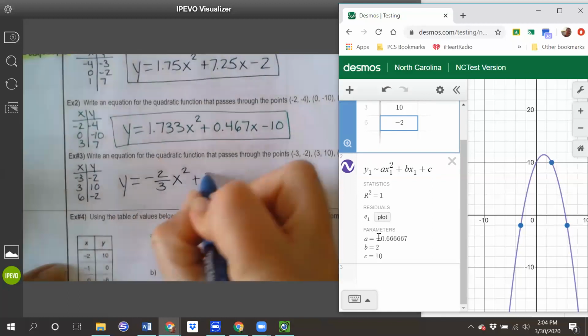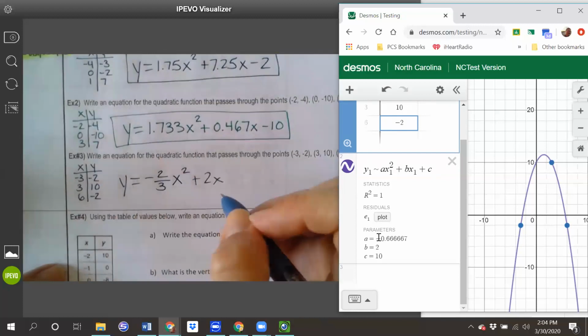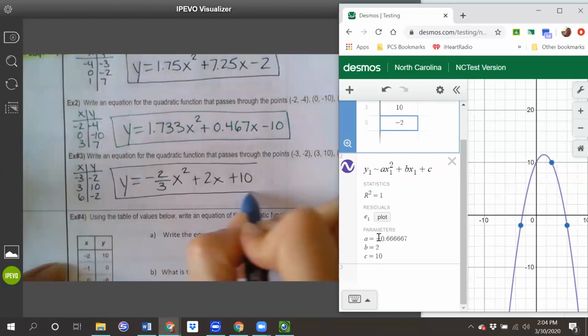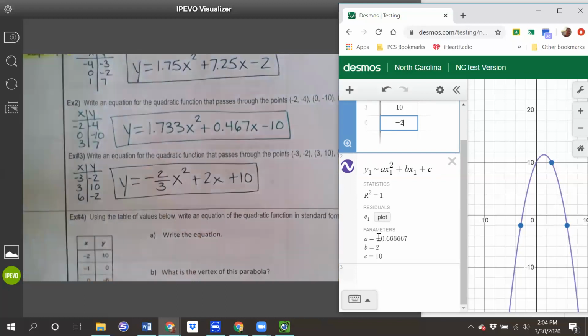Plus 2x plus 10. There it is, write your equation. There it is, in standard form. Remember, we're going to keep going back to standard form. All right, let's take a look at number 4.